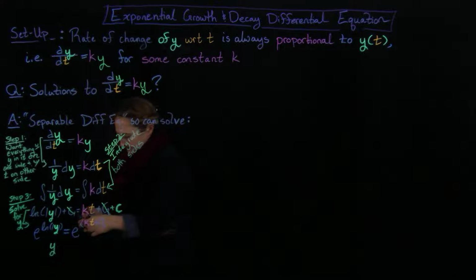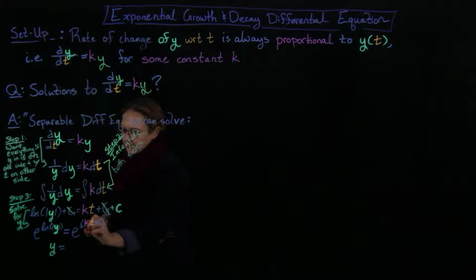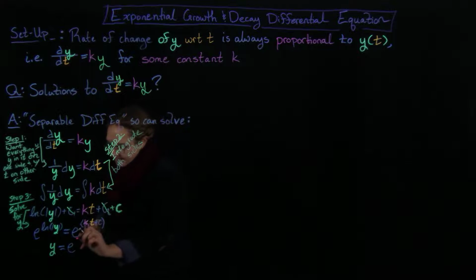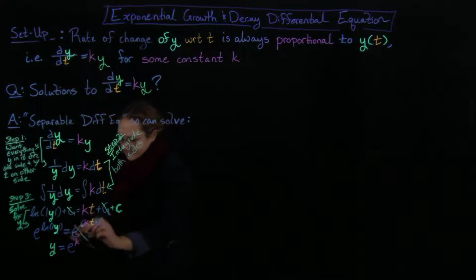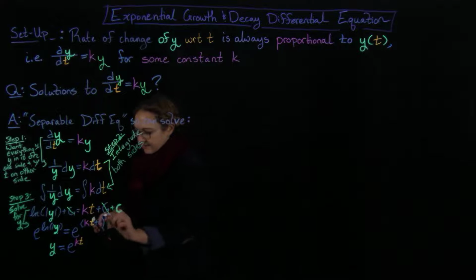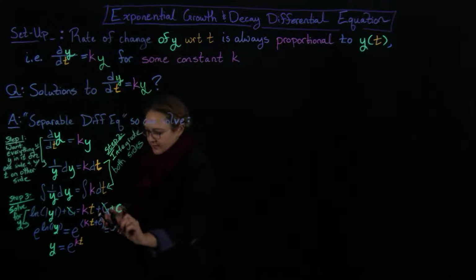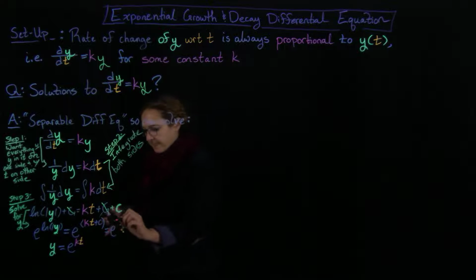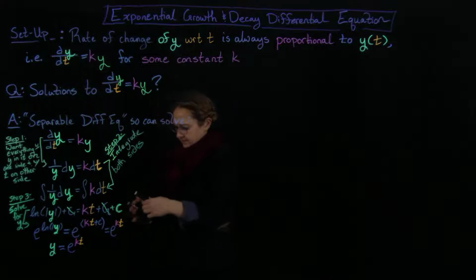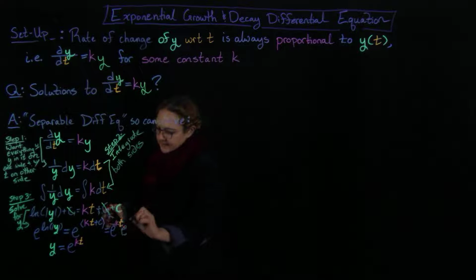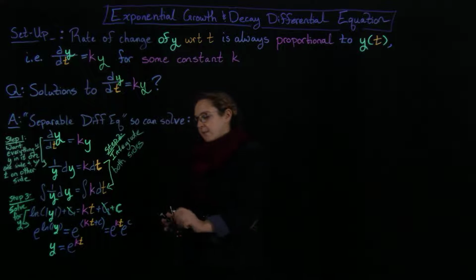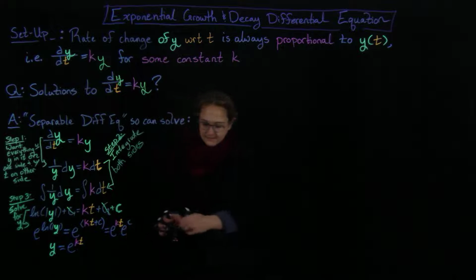So this y is going to equal e to the kt plus c. This is a sum in the exponent, which means that it's a product. So we have e to the kt, and we're going to multiply that by e to the c. The sum turns into a product of the exponentials. But e to the c is, again, a constant.